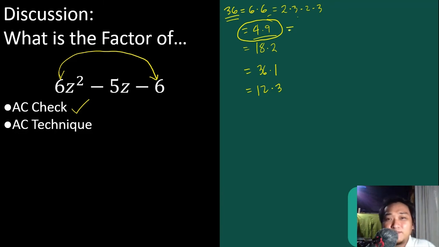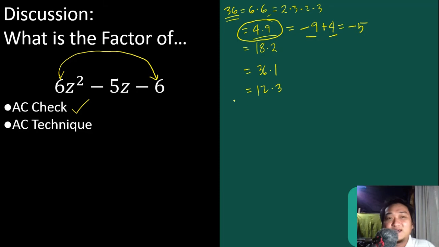So, in what way, when we add or subtract 4 and 9, will it become negative 5? We can denote that as negative 9 plus 4, right? Negative 9 plus 4 is equivalent to negative 5. So, what we will use now is negative 9 and 4.